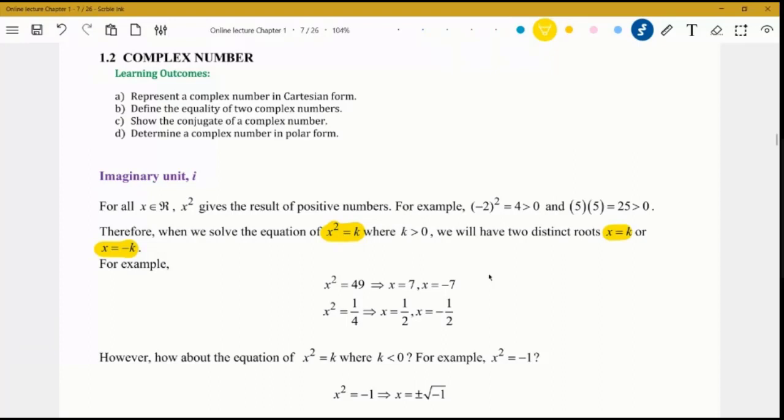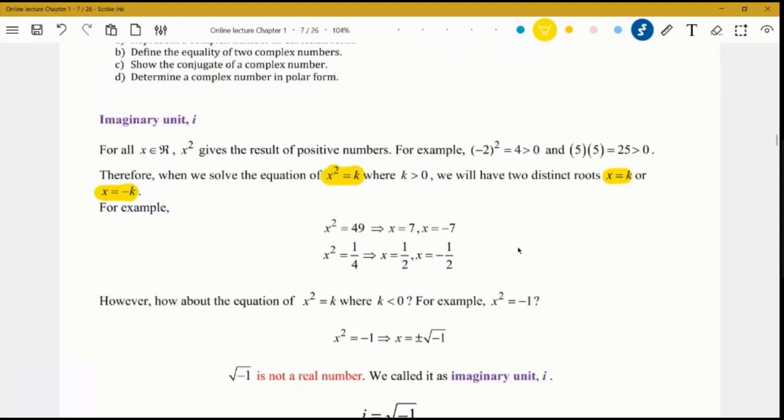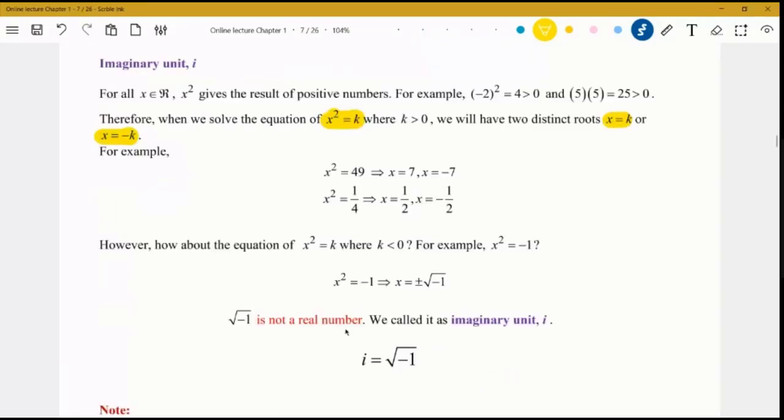Okay, but if you encounter x square equal to k where k is less than 0, which is k dia adalah negative number, kalau kita tekan calculator, dia akan keluar maths error. Why maths error? Because it's not a real number. It is an imaginary unit. Because if we simplify, we end up with square root negative 1. So dalam square root tak boleh negative, sebab tu kita panggil dia bukan real number. So we call it the imaginary unit. We put it as i. Okay, so i akan ada dalam complex number.